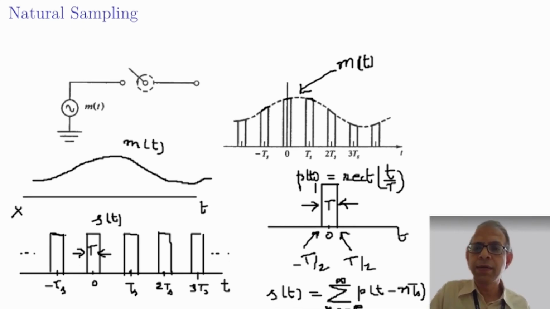We will now show that for natural sampling also the sampling theorem follows, and if the sampling is done at a rate greater than the Nyquist rate, we can perfectly reconstruct the original message signal. For that, we first need to look at the spectrum of the periodic pulse train and then the spectrum of the naturally sampled signal, which we can denote as m_s(t). So let us first look at the spectrum of the periodic pulse train.